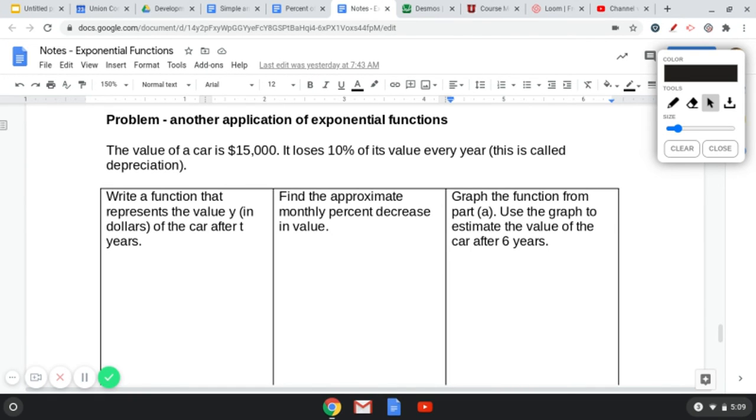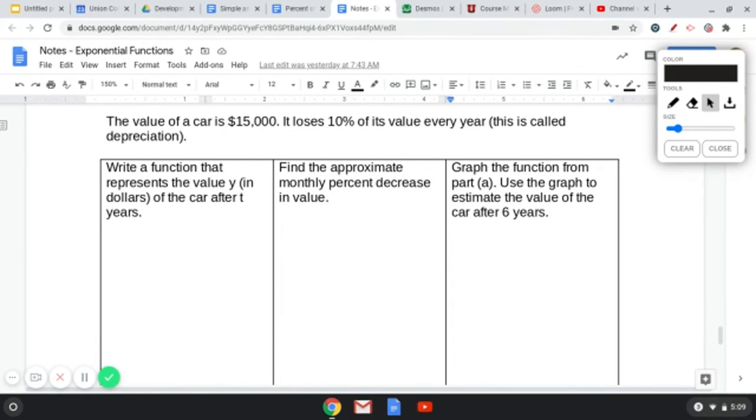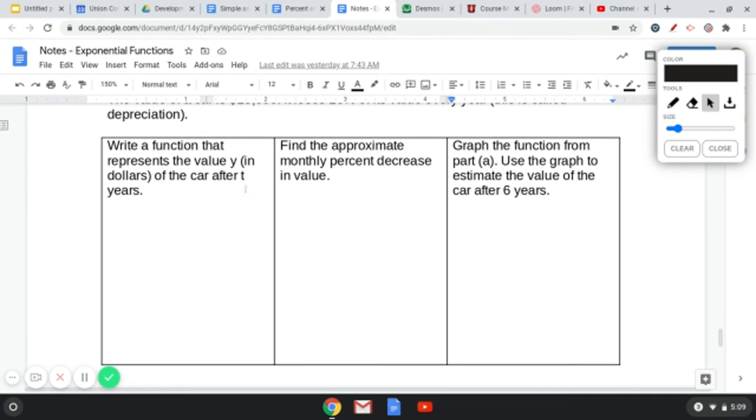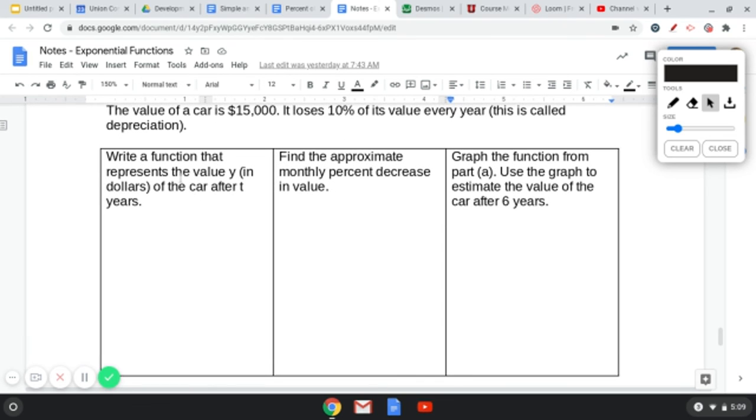So now let's talk about depreciation. So the value of a car is $15,000. And y'all, as time goes on, you know that cars lose their value. So this particular car loses 10% of its value every single year, which is called depreciation. Everybody's car depreciates every year. It's worth less and less every single year. All right, y'all. Step 1, we're going to write a function that represents the value y in dollars of the car after t years.